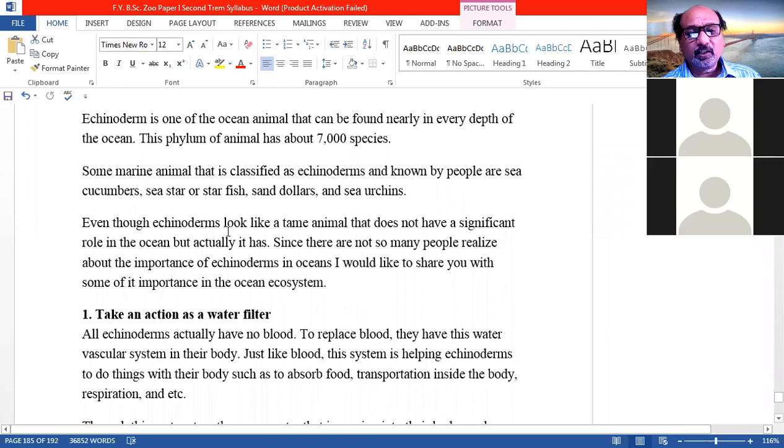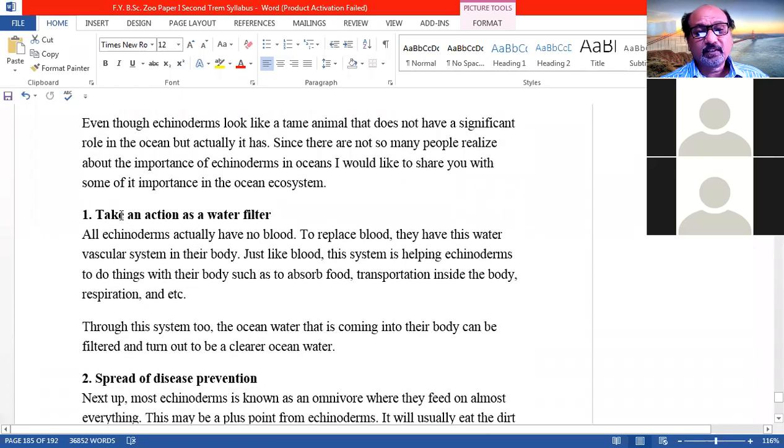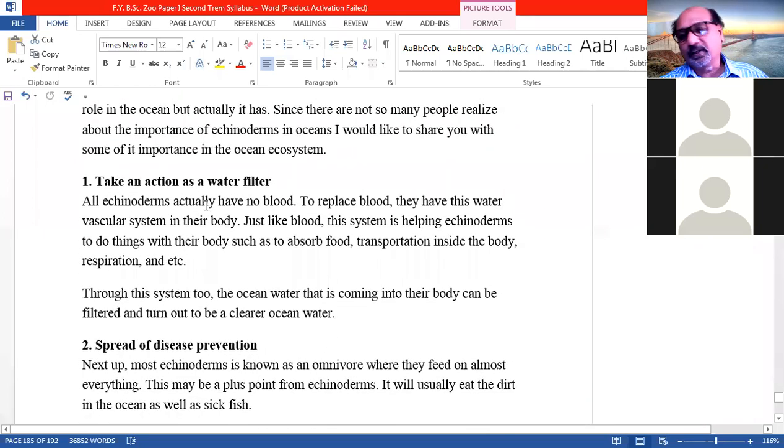Even though echinoderms look like tame animals that do not have a significant role in the ocean, actually they do. Not many people realize the importance of the echinoderms in the ocean, so here are some economic importance points. First, they act as a water filter.